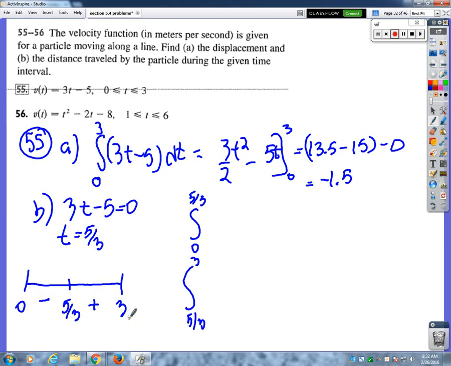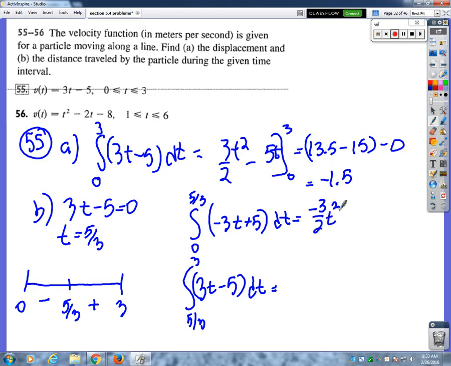So instead of doing the integral from 0 to 5/3 of 3t minus 5, I'm going to do the integral from 0 to 5/3 of negative 3t plus 5. And then this one, like I said, since it's going in the positive direction, will stay as a positive integral. Okay? All right, so we did the antiderivative of this already. We just have to change the sign. So instead of being 3t squared over 2, it's going to be negative 3 halves t squared. And instead of this being negative 5t, it's going to be positive 5t. And then I'm still going to plug in 0 and 5/3.